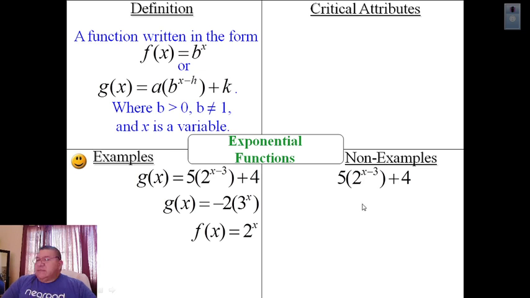Next non-example. F of x equals x squared. Now look at this one. This one's interesting, but this is not an exponential function. So think about it. Why is that one not an exponential function? Look at the definition. Look at the examples. Who's got it? Anyone? Okay, I'll wait a little bit more.